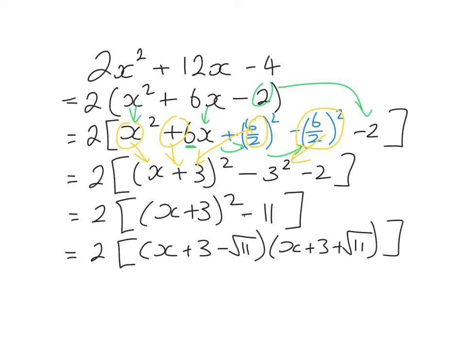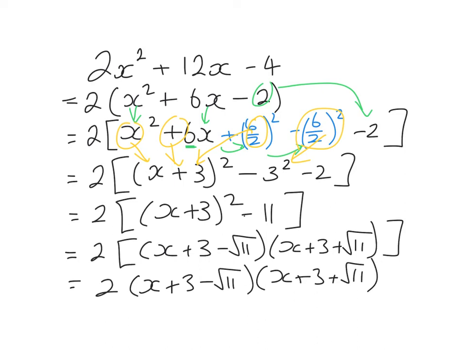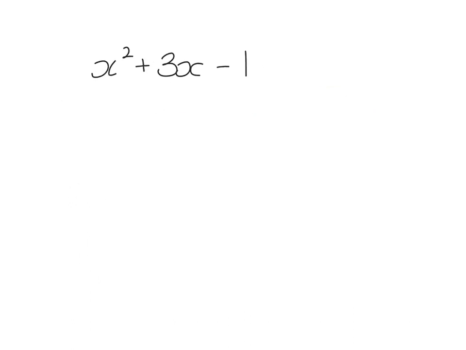And then we don't need to write the square brackets in the end. We don't need to multiply by the 2. So I'll just rewrite that again. 2 times x plus 3, take the square root of 11, x plus 3 plus the square root of 11. And that's so on. We'll go on to another example. This one.